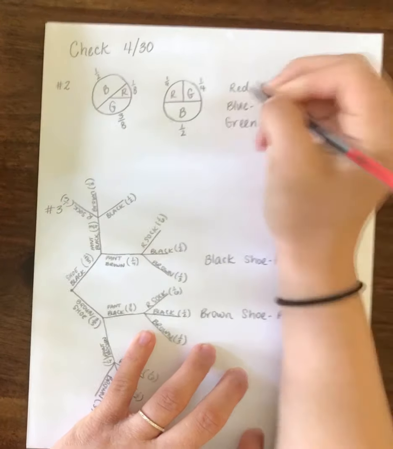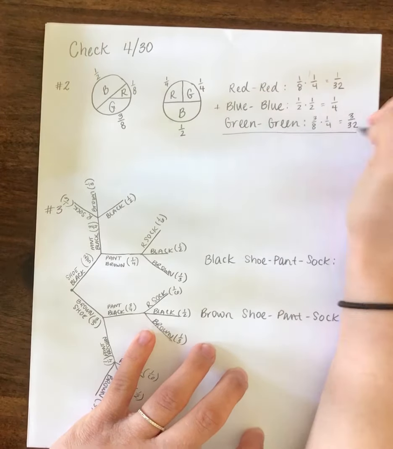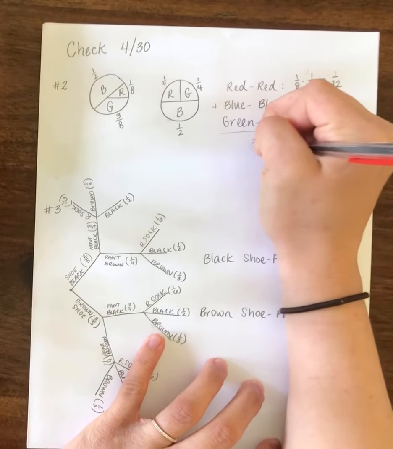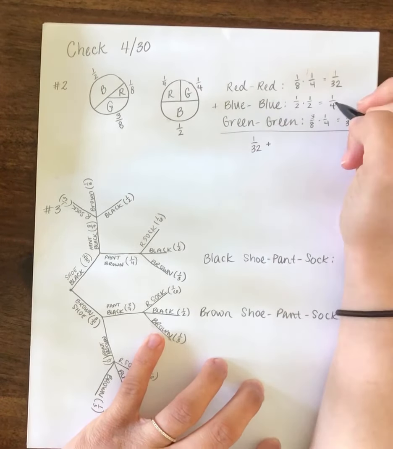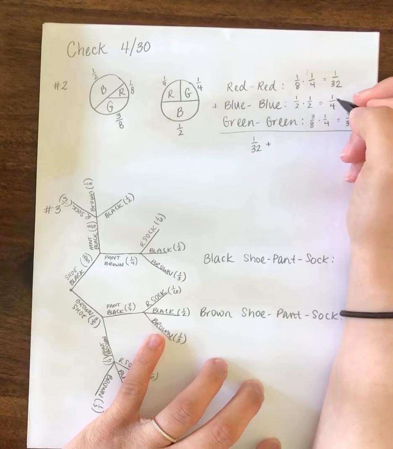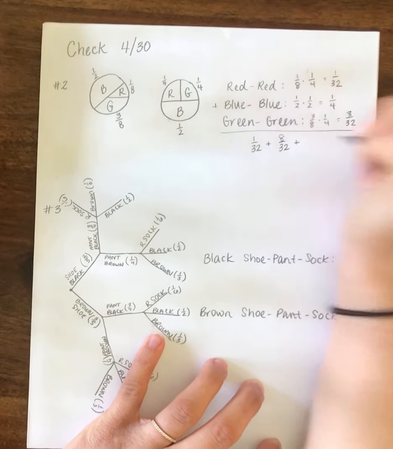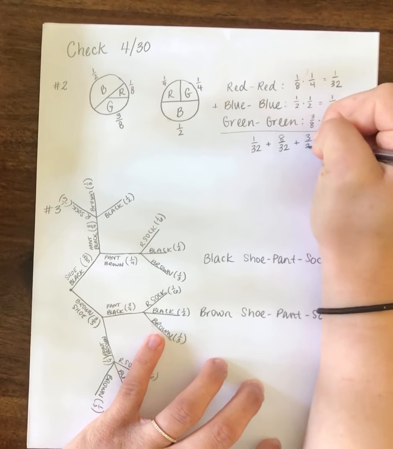Now I'm going to combine these events occurring because I want the same color both times. So that would be 1 out of 32 plus this 1/4. I'm going to make it so I have a common denominator, so I'm going to multiply top and bottom by 8. So 8 out of 32 plus 3 out of 32.